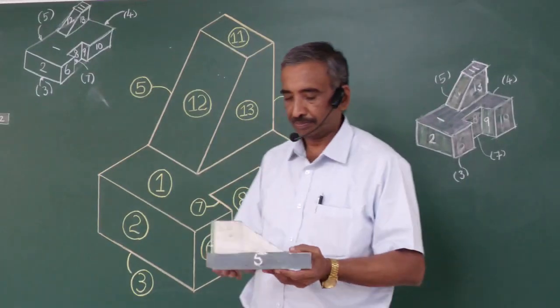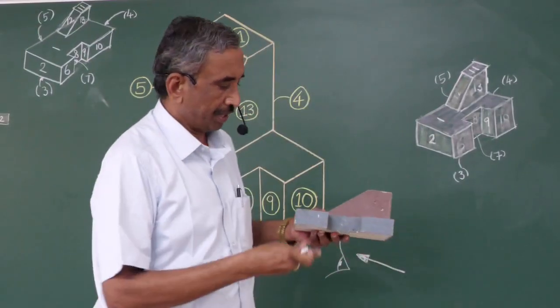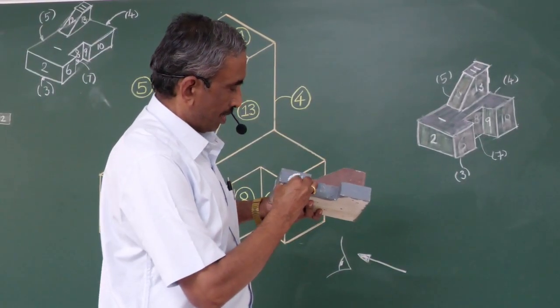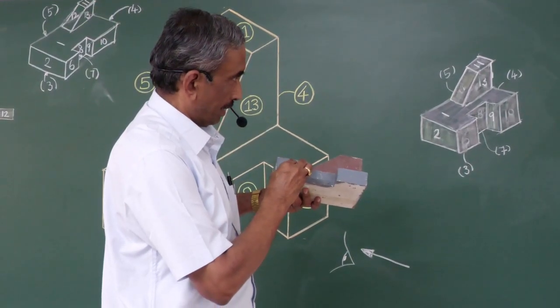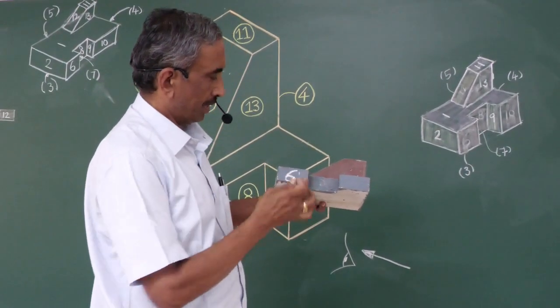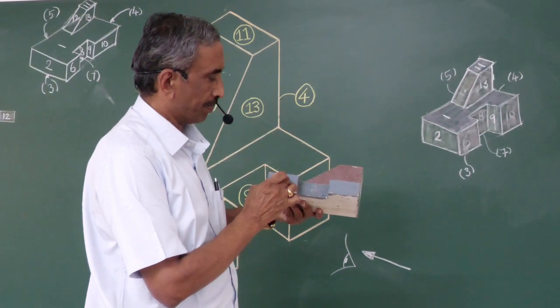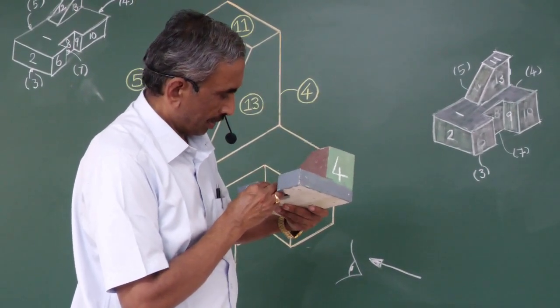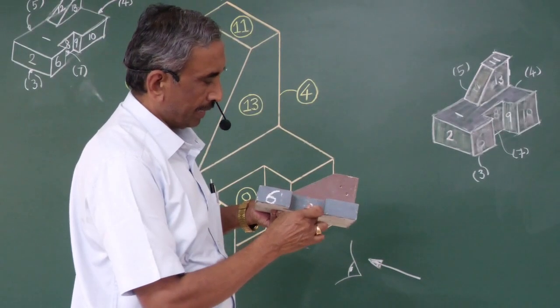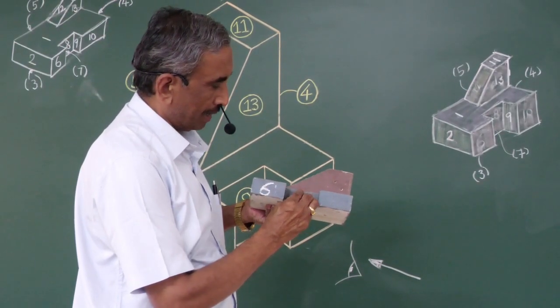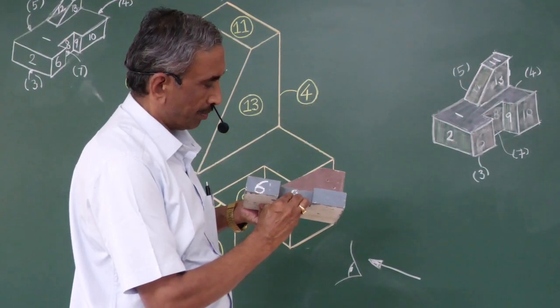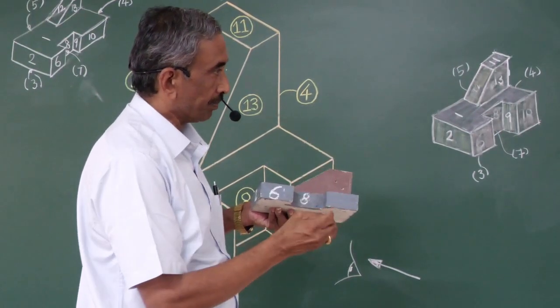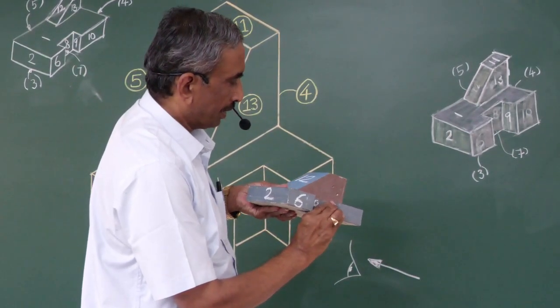And face 6, from the front, if you see on my front left, this box is face 6. Face 7 is the left side of the slot. Face 8 is the front side of the slot. And 9 is the right side of the slot.